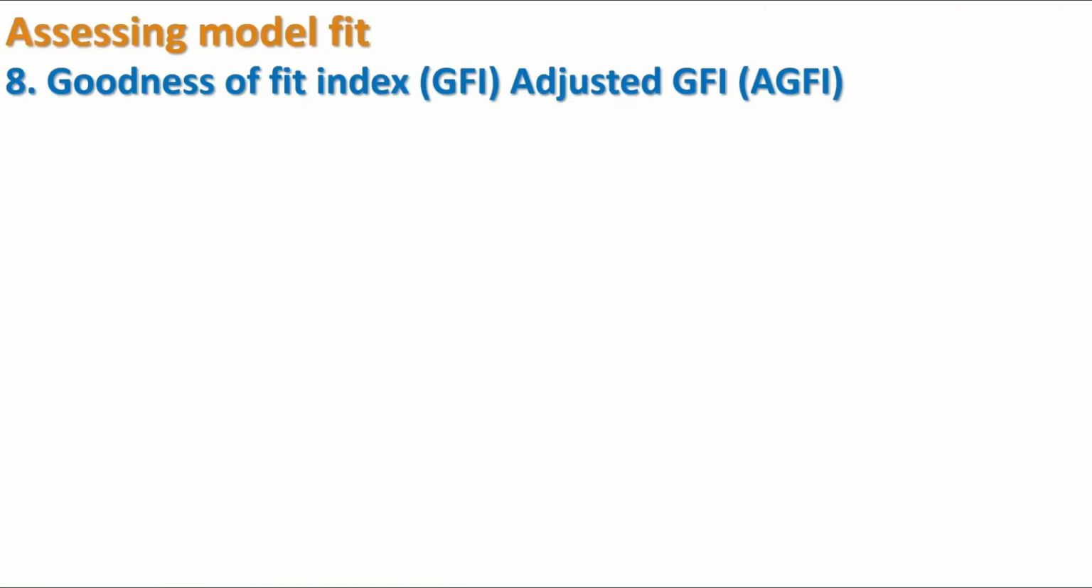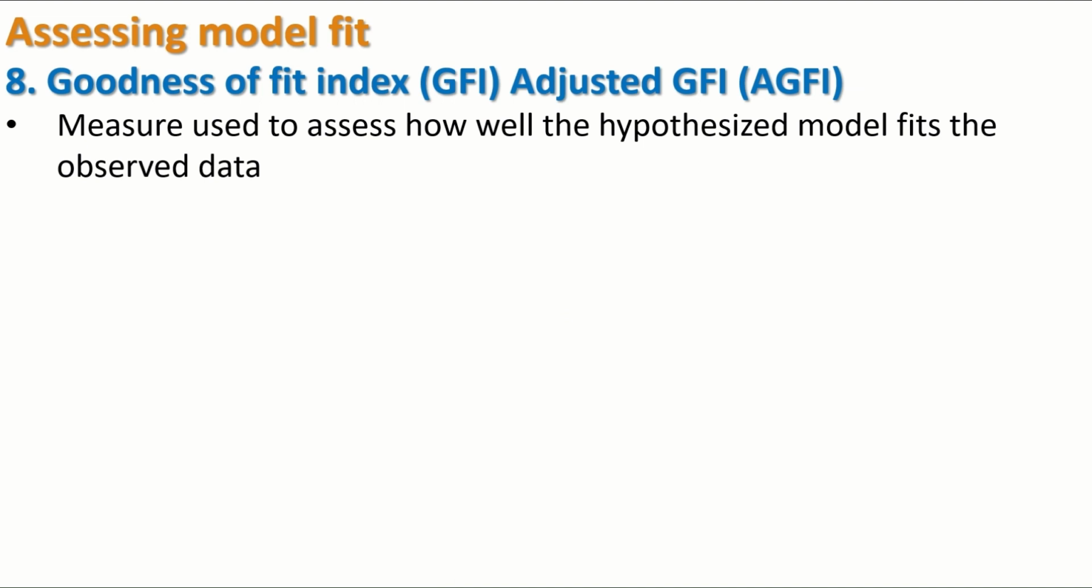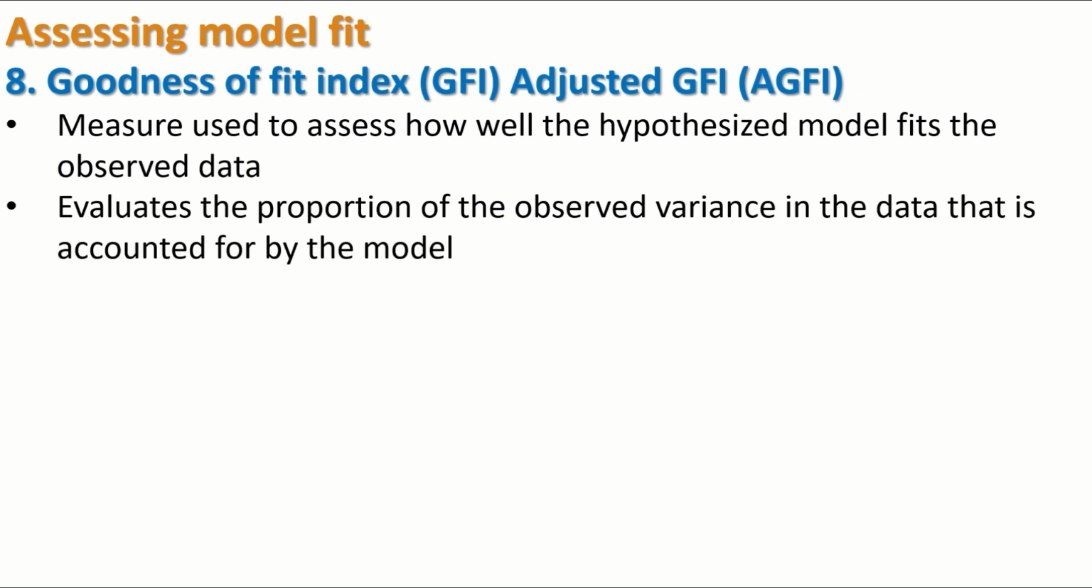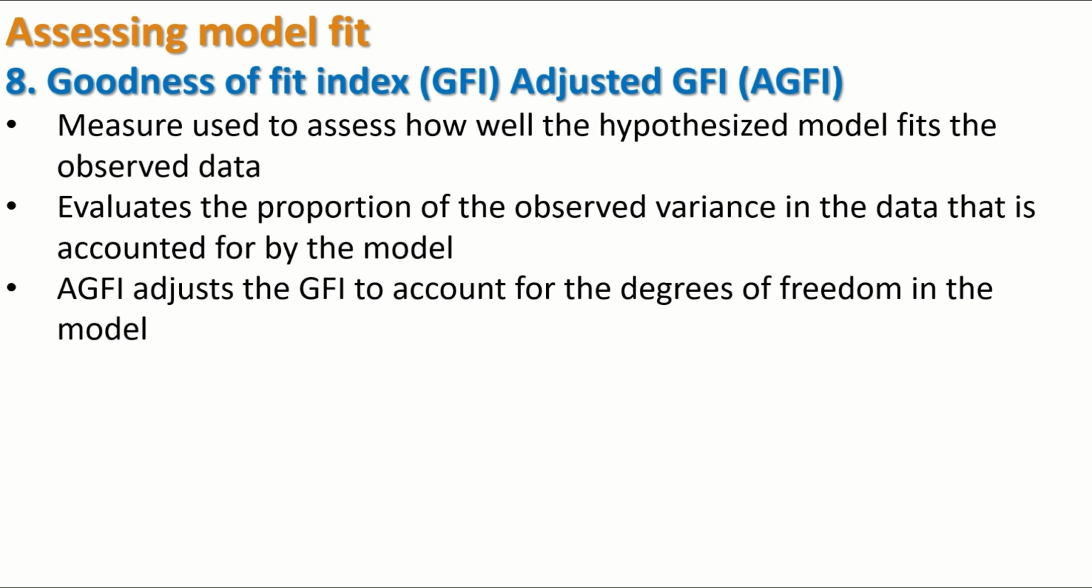Another index is the goodness of fit index, GFI, and adjusted GFI, a measure used to assess how well the hypothesized model fits the observed data. It evaluates the proportion of observed variances in the data that is accounted for by the model. So AGFI adjusts the GFI to account for the degrees of freedom in the model.